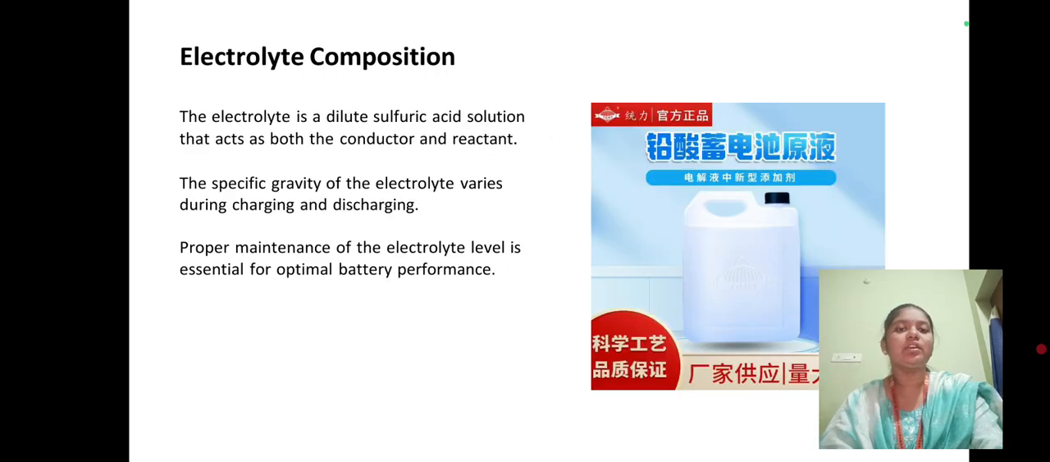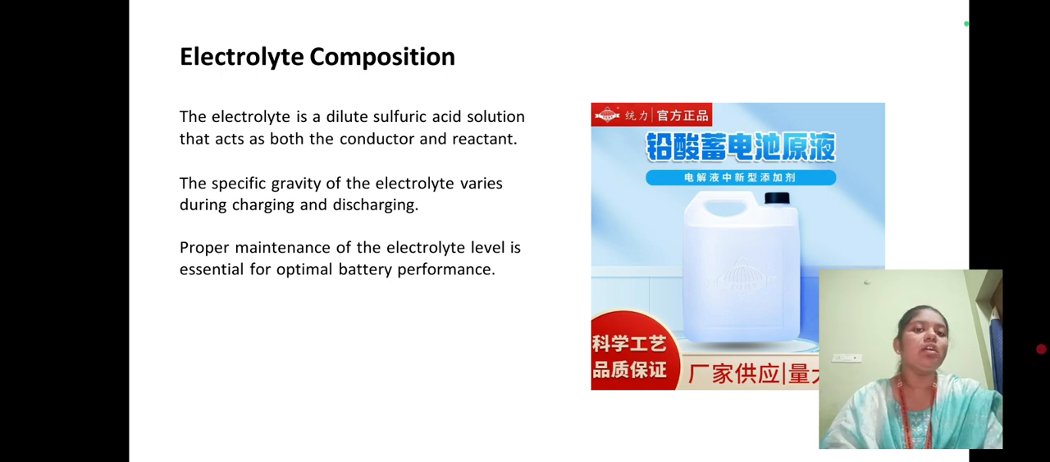And next topic, electrolytic composition. As shown in the figure, the electrolyte is a dilute sulfuric acid solution that acts as both conductor and reactant. The specific gravity of the electrolyte varies during the charging and discharging. Proper maintenance of electrolyte level is essential for optimal battery performance.